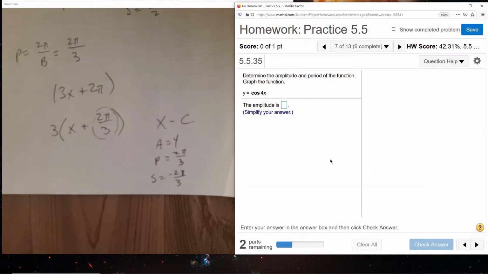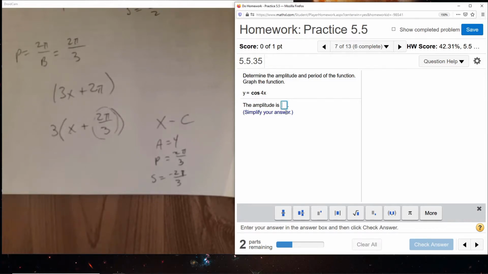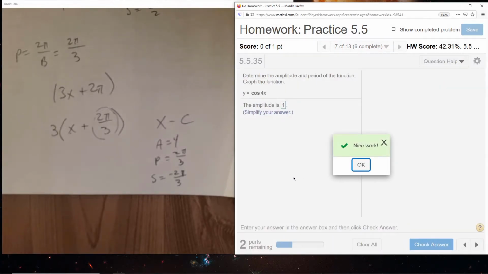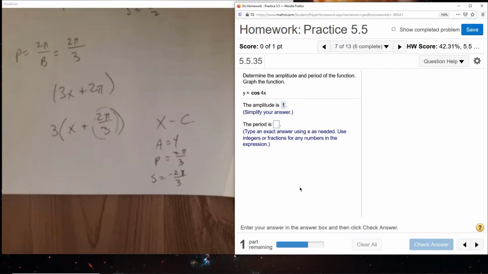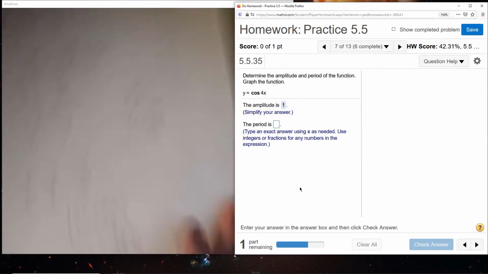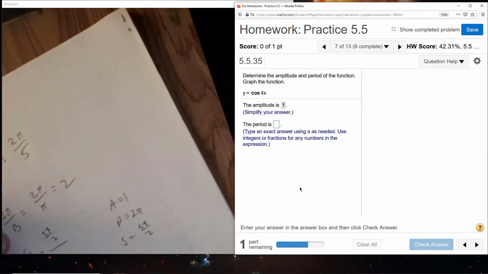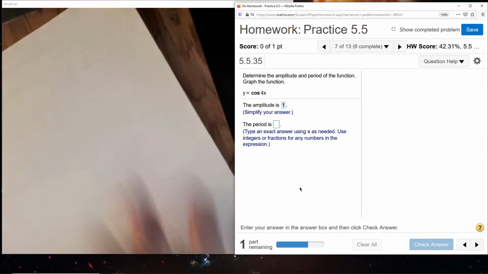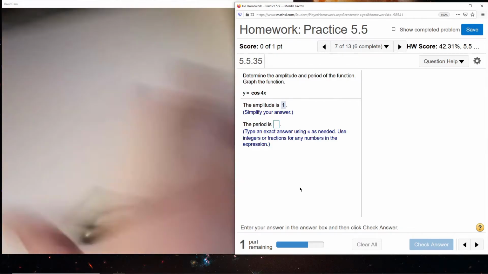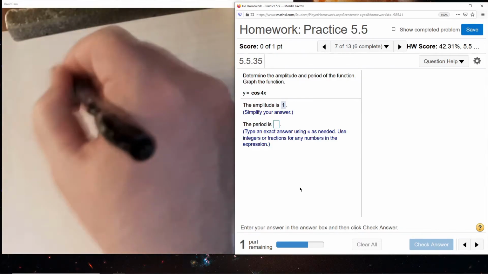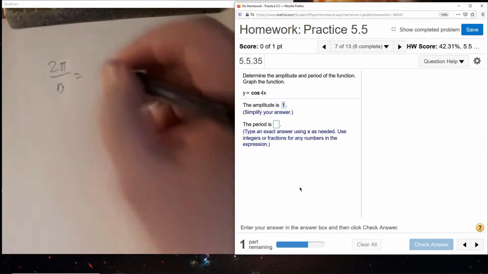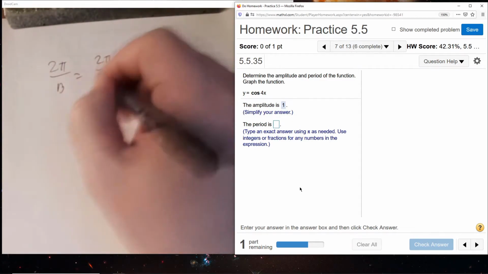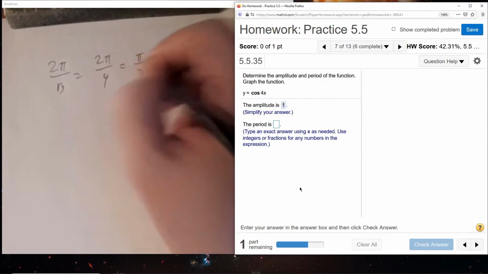So our next question, determine the amplitude. So there's 1 multiplying cosine here. And the period. So remember, period is 2 pi over b. So looking at what we have here, b in this case is 4, and so we'll get pi over 2.